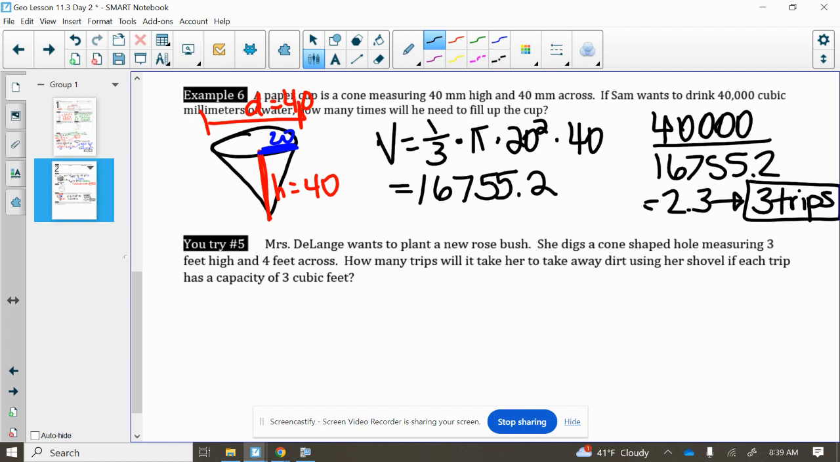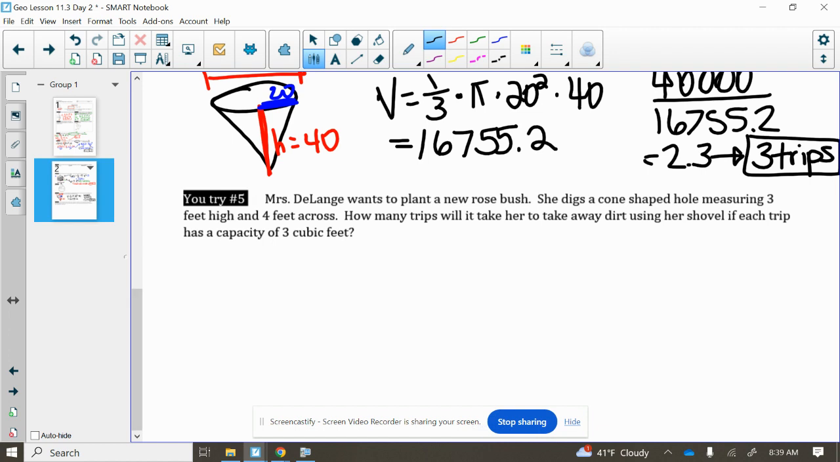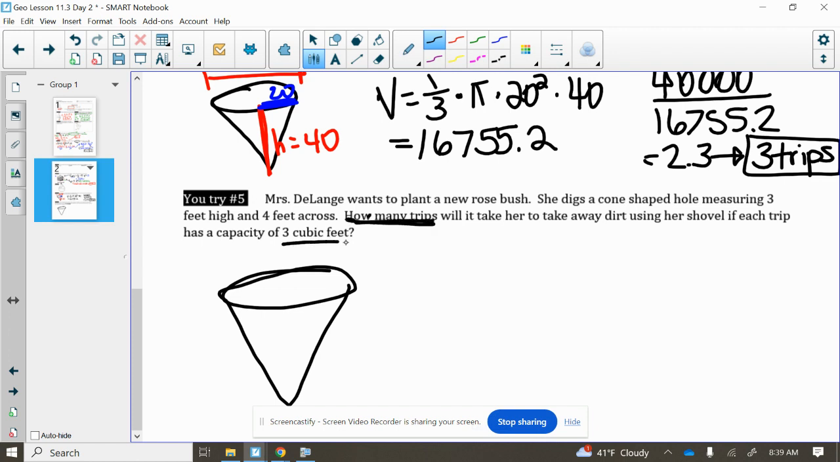All right, our last one, you are going to help figure out how many trips it will take to haul away dirt if I'm digging a hole that is cone-shaped, measuring 3 feet high, 4 feet across. And again, how many trips will it take me if each time I can only move 3 feet of dirt?